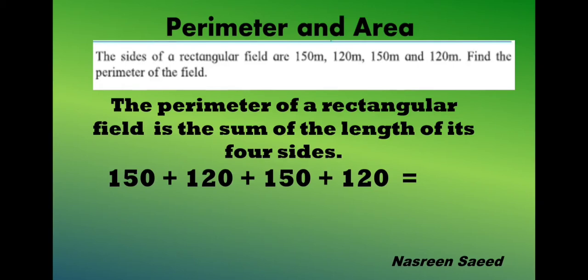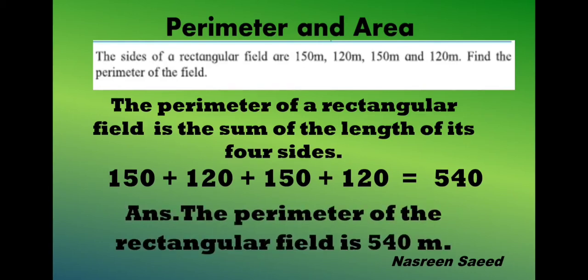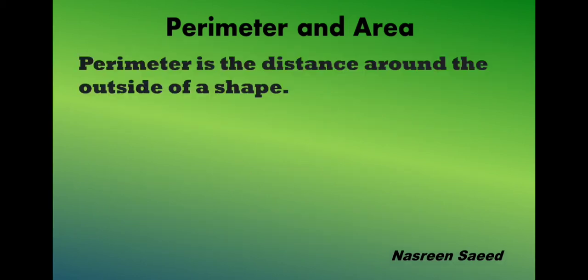So what do we get the total? We get the total 540. So what will be my answer? The perimeter of the rectangular field is 540 meters. So I hope you have understood this. Now what we have seen, perimeter is the distance around the outside of a shape, that is perimeter.